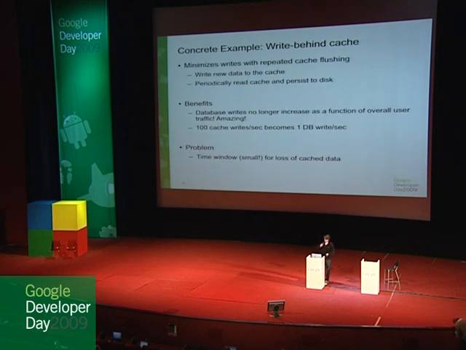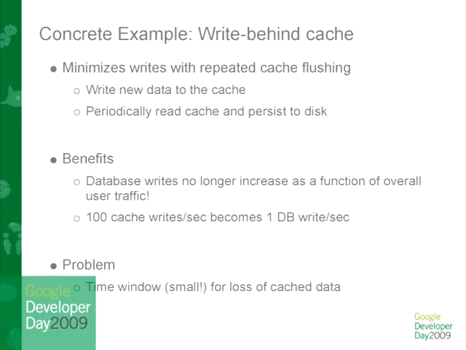So what is a write behind cache? I need to give you some background so you understand. A write behind cache minimizes database writes by repeatedly flushing a cache. The idea is that you write data to a cache, like memcache, and then every so often you read from the memcache and write it to disk, put it in the data store.